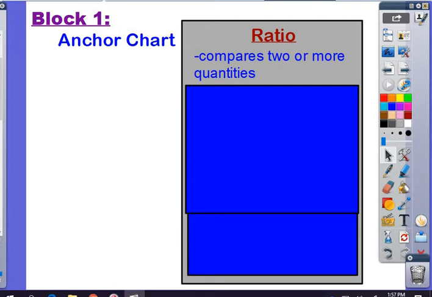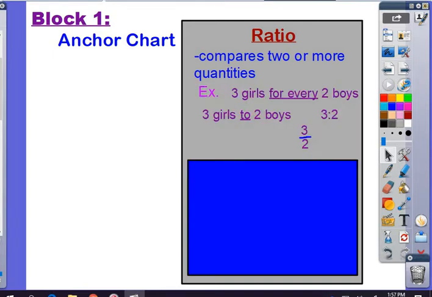What were some different ways that we wrote ratios? In a fraction. How else? With colons. The word form, what was that word? For every, or there was also two. So jot those examples down. Those are some examples of ratios.